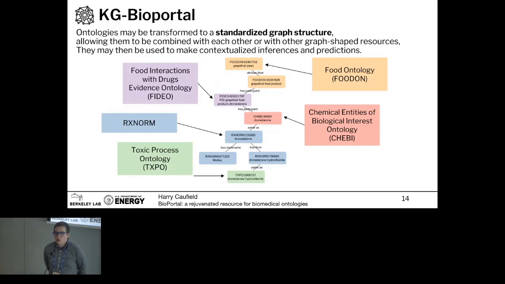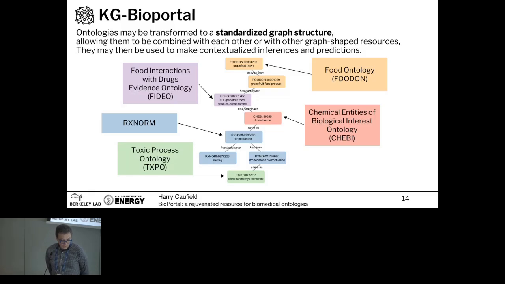So we've been talking about ontologies as knowledge graphs. And one way this becomes very useful is when we're combining multiple ontologies and making use of both their internal hierarchies and the mappings between them. So for example, all of these are ontologies that are in BioPortal. We start with FoodOn, and we say, okay, I want to know something about grapefruit's interaction with drugs. So I can start with the relevant terms in FoodOn for grapefruit.